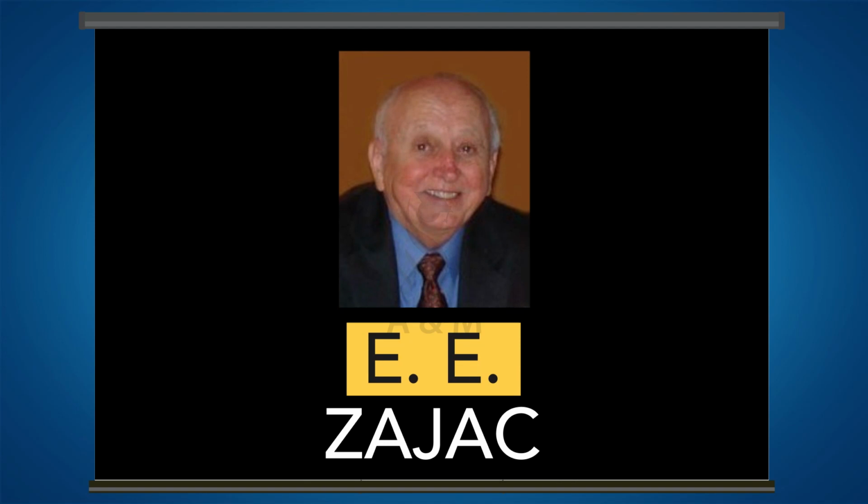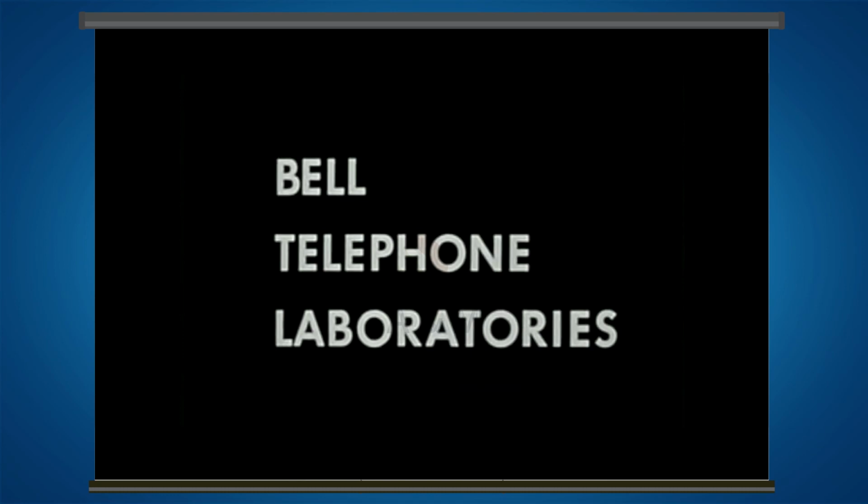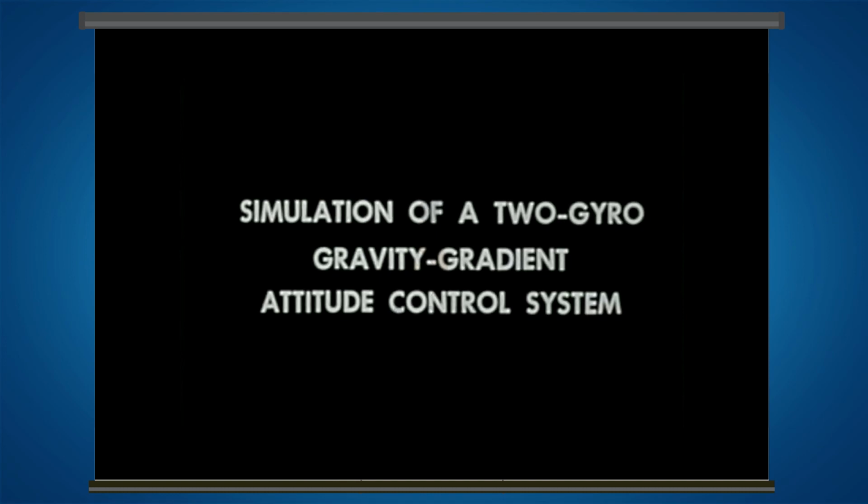Zajac, a scientist at Bell Telephone Laboratory, created a film called Simulation of a Two-Gyro Gravity Attitude Control System in 1963. In this computer-generated film, Zajac showed how the attitude of a satellite could be altered as it orbits the Earth.